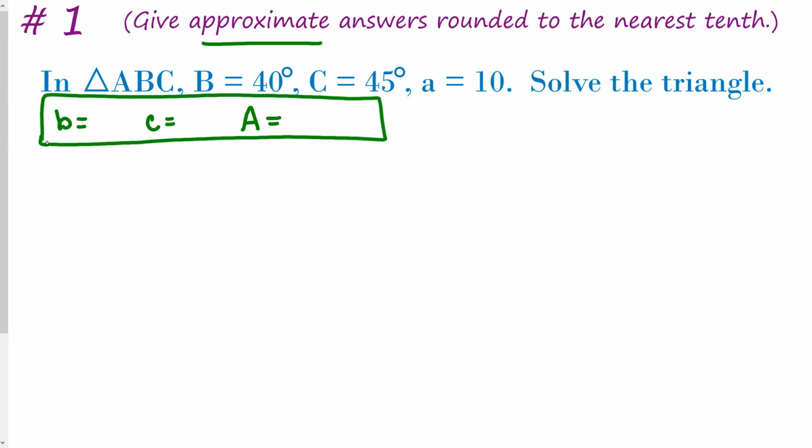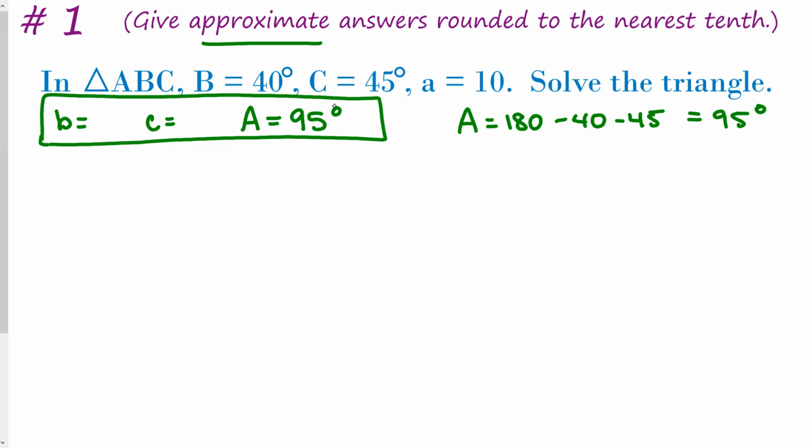So I would say, because we know that the angles of a triangle add to 180 degrees, solving for the measure of angle A is easiest: 180 minus 40 minus 45. And that gives us 95 degrees. So that's the measure of angle A, and that's exact, it's not approximate. Okay, so now it's time to find side B, let's say.